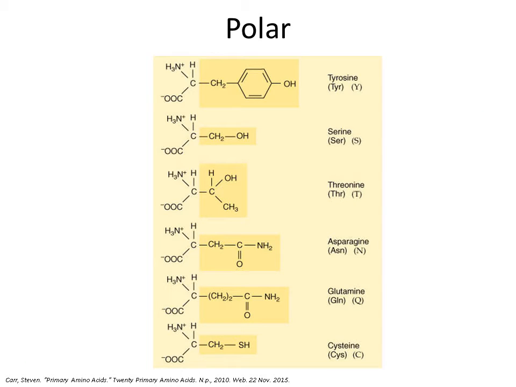Then we have our polar side chains. They consist of tyrosine, which has a pKa of 10, serine, threonine, asparagine, glutamine, and cysteine that has a pKa of 8.